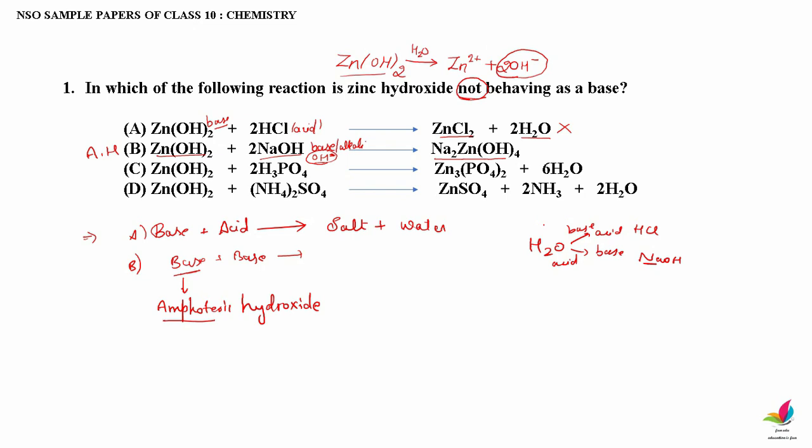So similarly here, zinc hydroxide will behave as amphoteric hydroxide. It means it can react with both acid and base. Here it doesn't mean that the hydroxide itself can act as acid or base. In water it can act as acid or base, but here amphoteric hydroxide means this can react with an acid.